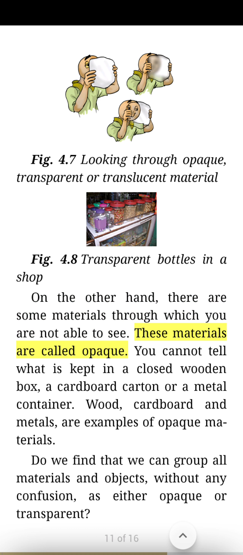These materials are called opaque. You cannot tell what is kept in a closed wooden box, a cardboard carton or a metal container. Wood, cardboard and metals are examples of opaque materials. Do we find that we can group all materials and objects without any confusion as either opaque or transparent?